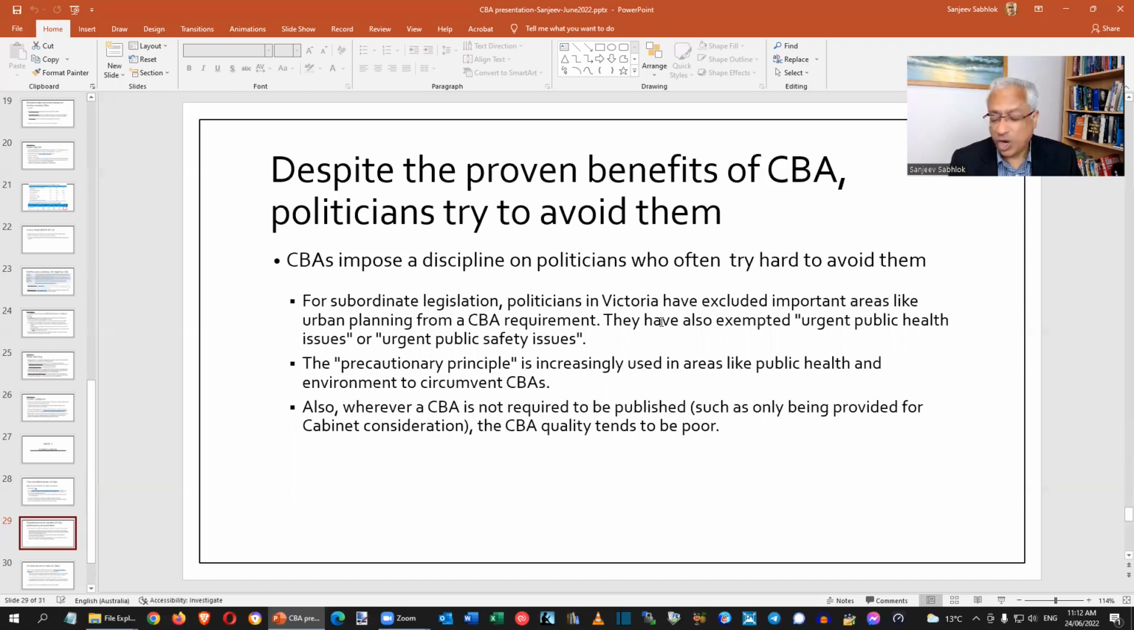So what they're saying is we will not do rational analysis because we feel it's very urgent. No, that's not the way to do it. You have to do it.